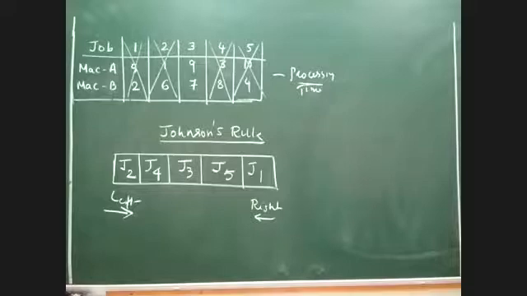Sir, we have to look at the least value in the given matrix, sir. Very good. If it's in machine A, sir, we have to assign it from left to right, and if it's in machine B, we have to assign from right to left, sir. Very, very simple logic here. Machine A has the lowest value, assign on the left side. If it happens to be in machine B, then go from the right side.